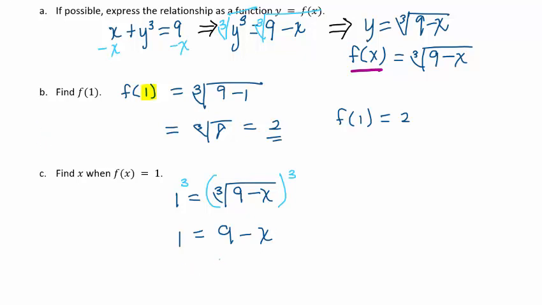and then isolate x. So we'll subtract 9 from each side. Okay, simplify. 1 minus 9 is negative 8 is equal to negative x, and then divide both sides by negative 1. So we're left with x is equal to positive 8.